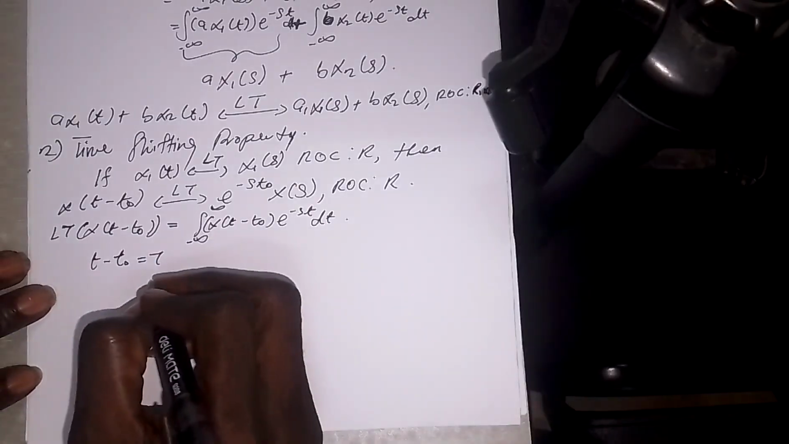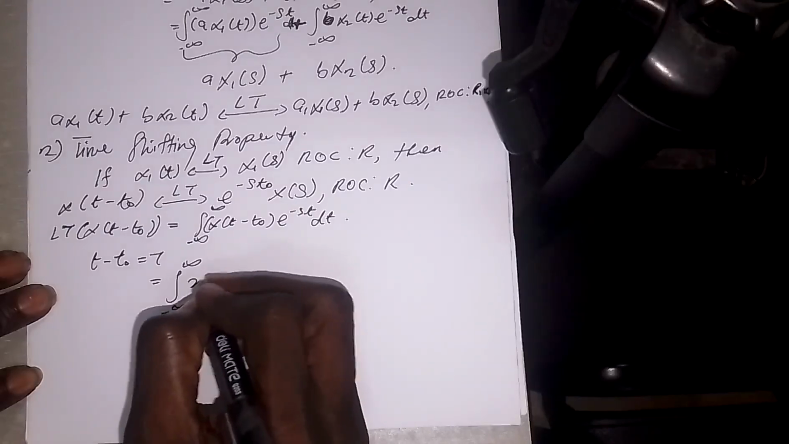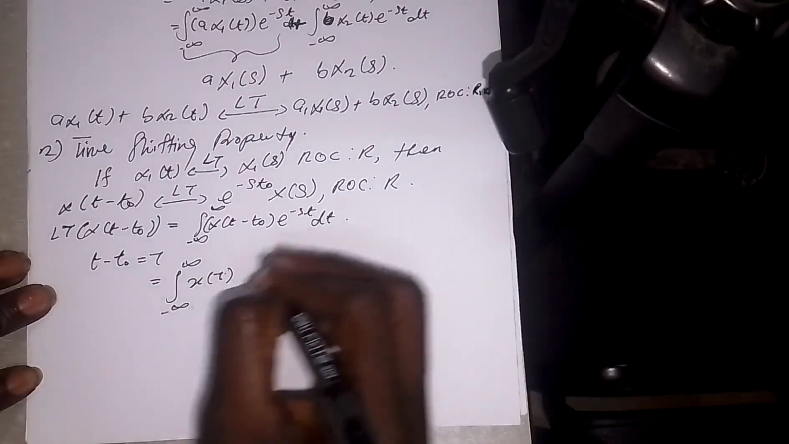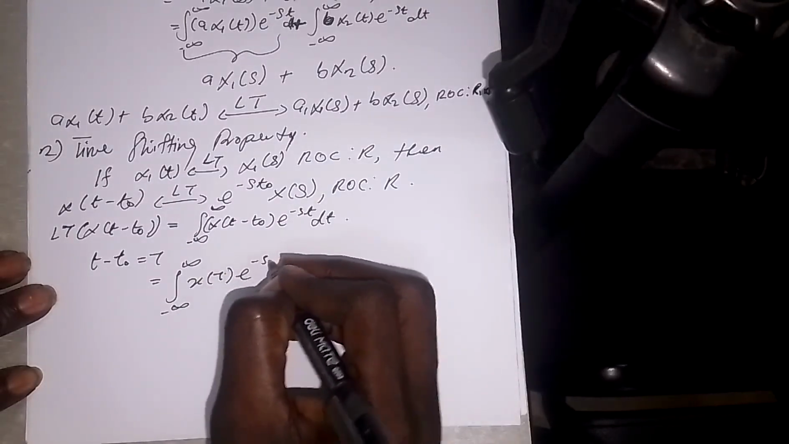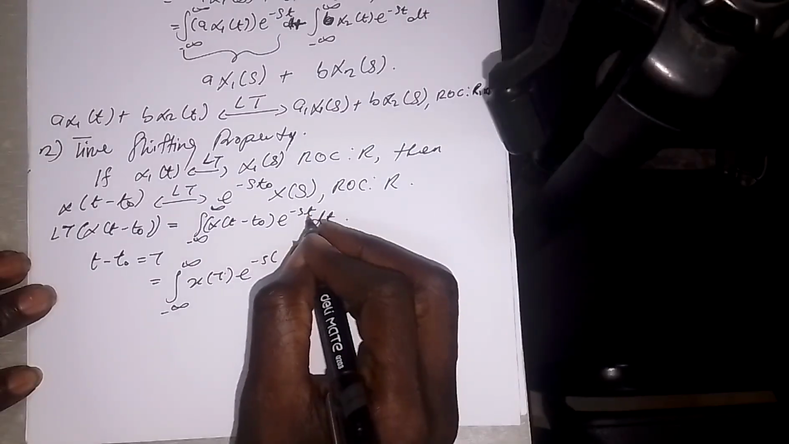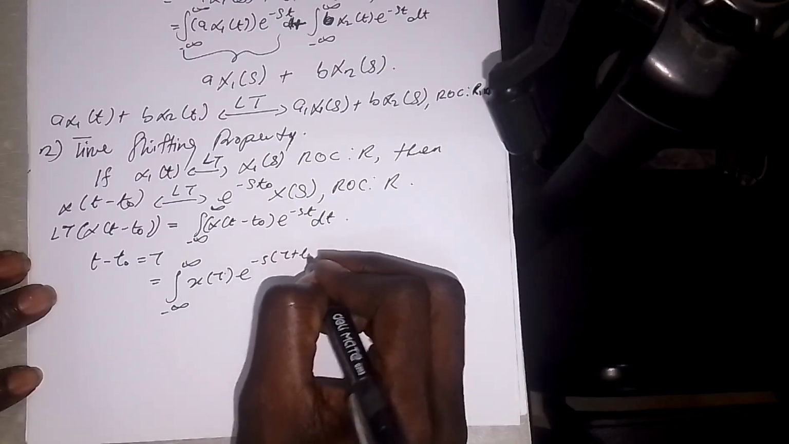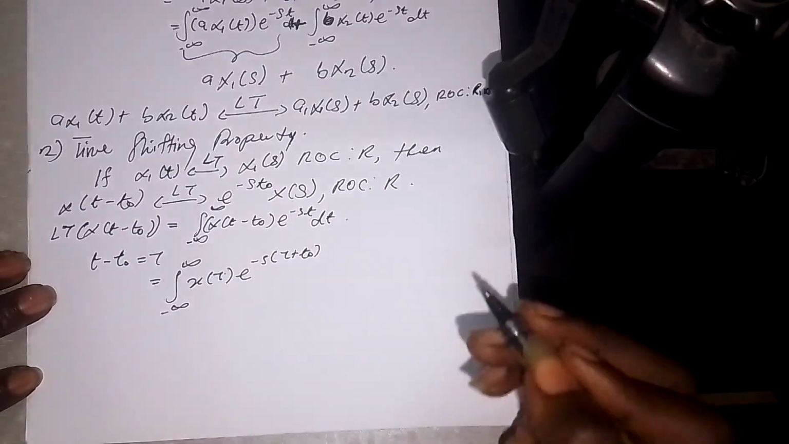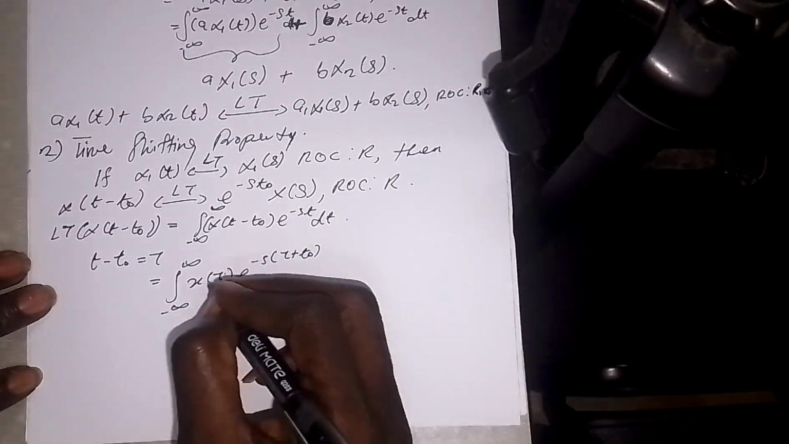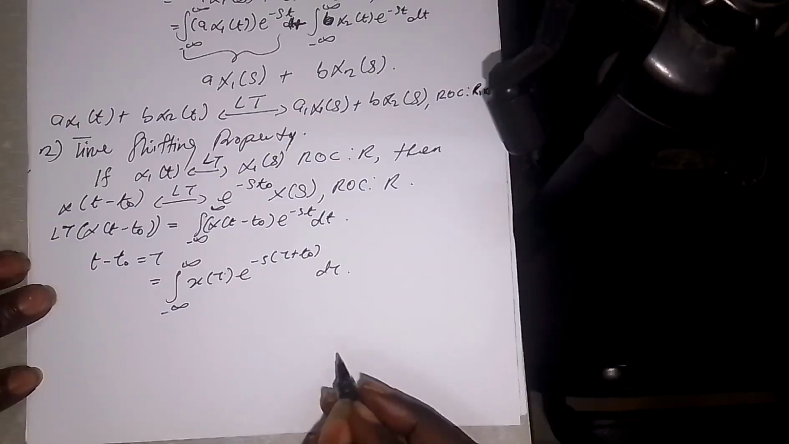Okay, then what I'm going to have here is the integral from minus infinity to infinity of x of tau times e to the minus s, okay, tau plus t naught, or t naught plus tau is the same. Here x of tau, so here will be d tau.